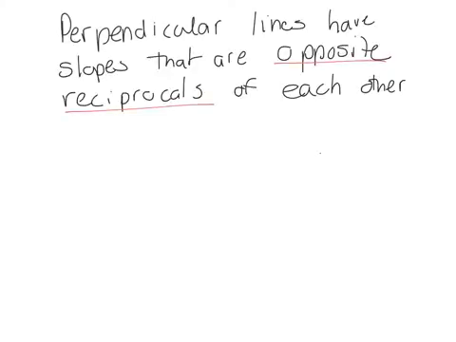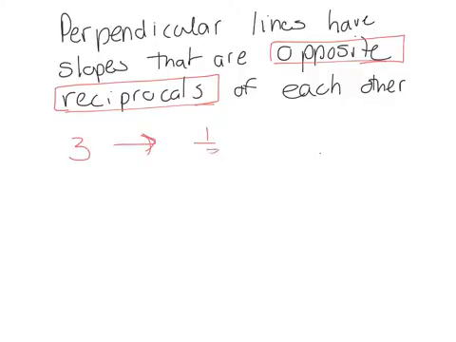So, perpendicular lines have slopes that are opposite reciprocals of each other. The word opposite means they're going to have the opposite sign. One's positive, the other's negative. One's negative, the other's positive. And reciprocals means that you're going to take them and make them into a fraction and flip the fraction. So if the slope of one line is 3, then a line that's perpendicular to this would have a slope of negative 1/3.